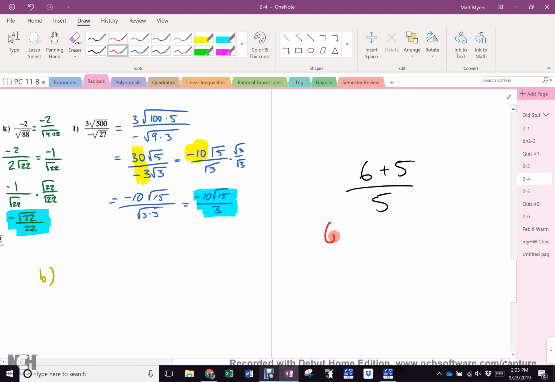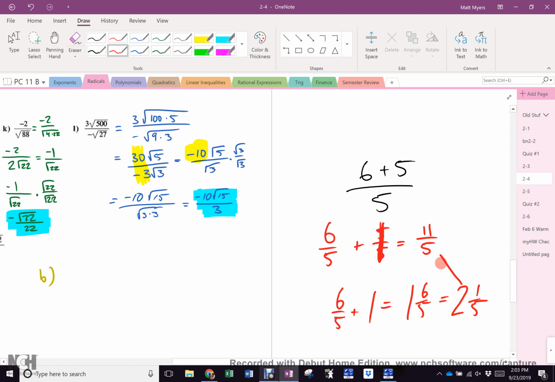This is 6/5 plus 5/5, which is 11/5. Okay? Now, if you write it out this way, you can cancel that, and you get 6/5 plus 1, which is 1 and 6/5, right? Which is 2 and 1/5. Yes? Which is that. All right?